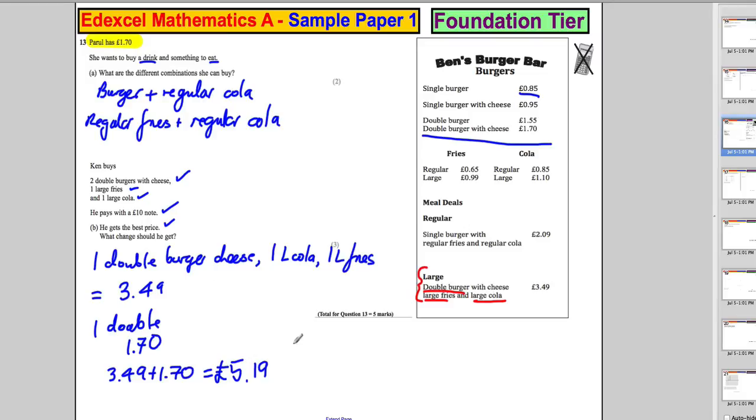Okay, and he pays with a £10 note, so £10 take away £5.19. £10 take away £5 is £5, take away 19 pennies is £4.81. So he must get £4.81 change. And we're done.